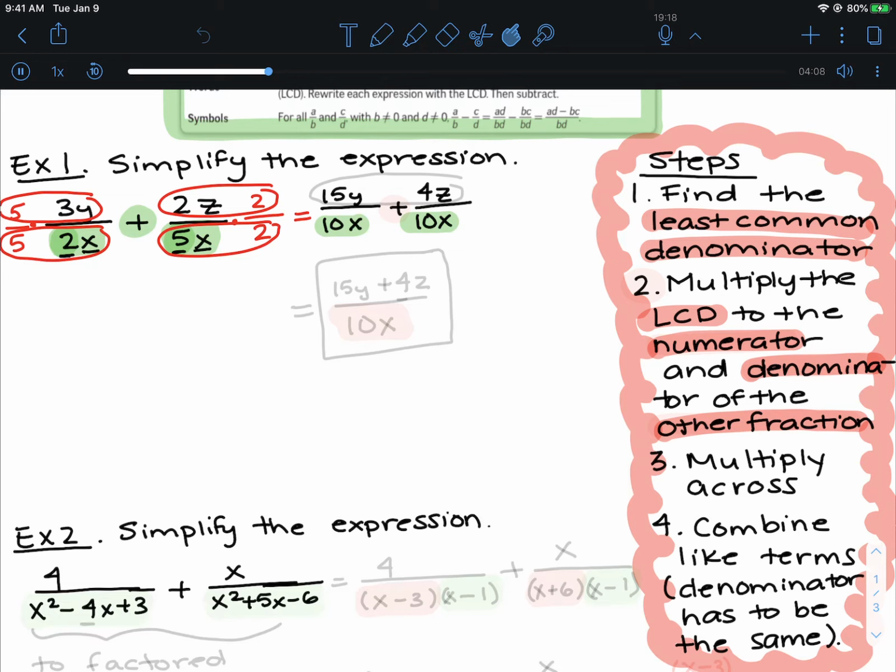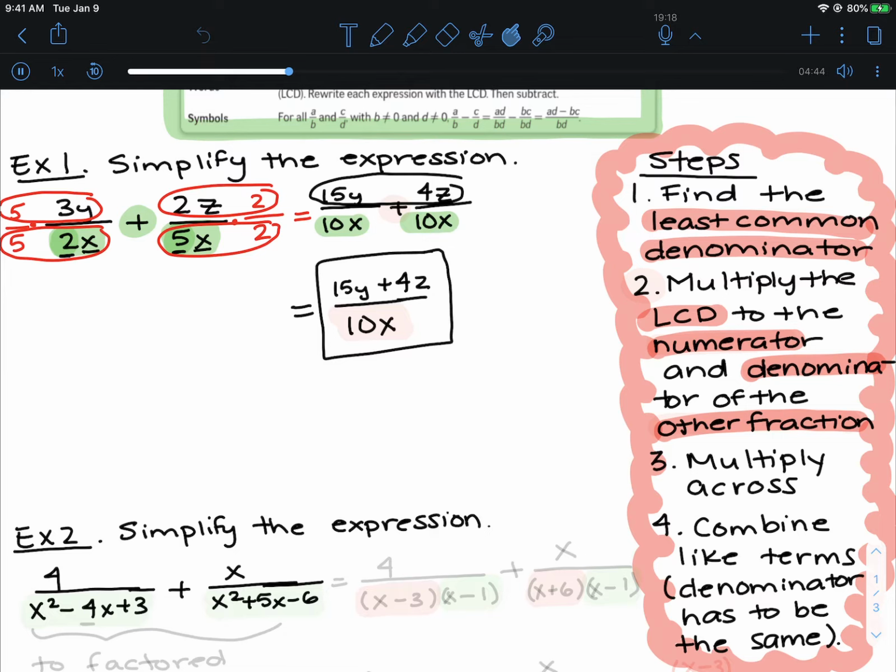Now, do keep in mind that when you add fractions, the denominator stays the same the whole time. It's not going to change. So I'm not going to have 100x squared, because I'm not going to multiply these. It's literally just going to be 10x. So I'm going to end up with 10x in my denominator because that's not going to change. And now I have to add my numerators right here. So that's 15y plus 4z. Notice that they have different variables, so they cannot be combined together, but I can put them together with a plus sign in between them. And so that right there is my final answer.